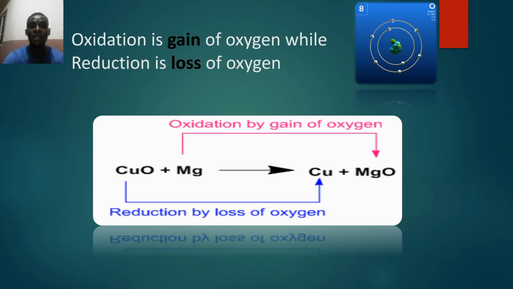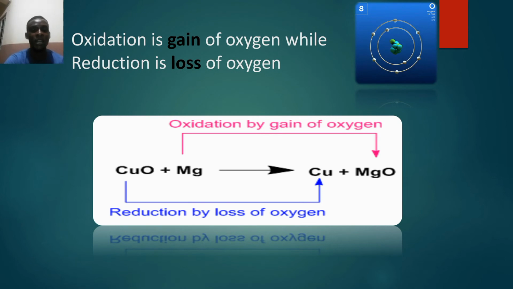In regards to oxygen, oxidation is gain of oxygen, whereas reduction is loss of oxygen. It is the opposite of electrons. In regards to electrons, oxidation is loss of electrons, whereas reduction is gain of electrons. In regards to oxygen, oxidation is gain of oxygen, whereas reduction is loss of oxygen.